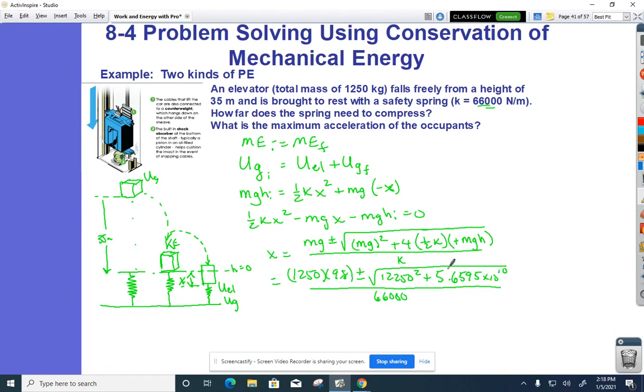A lot of math here. Plus or minus the square root of 238,212. Now let's do that 1250 times 9.8. You're like watching paint dry on your end. Sorry about that.